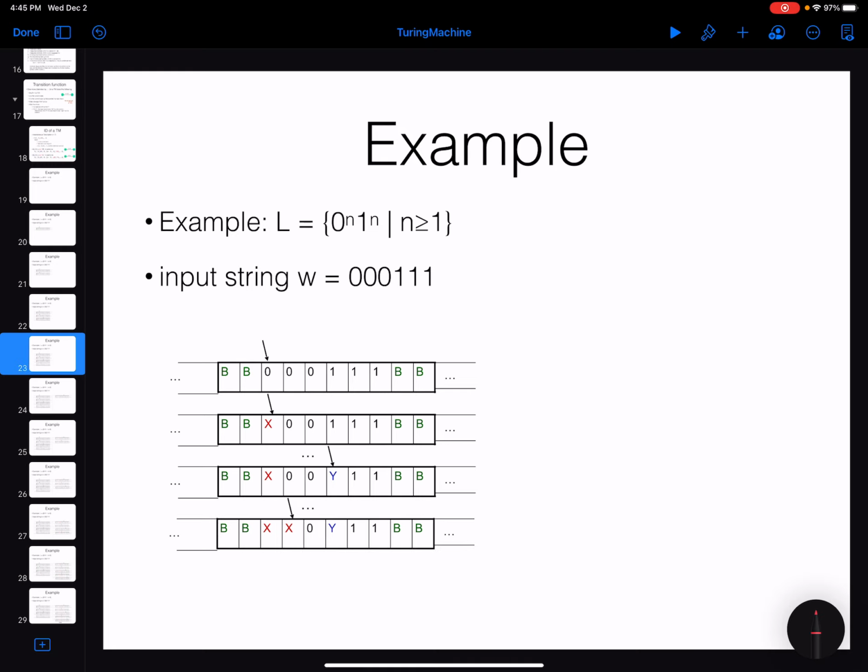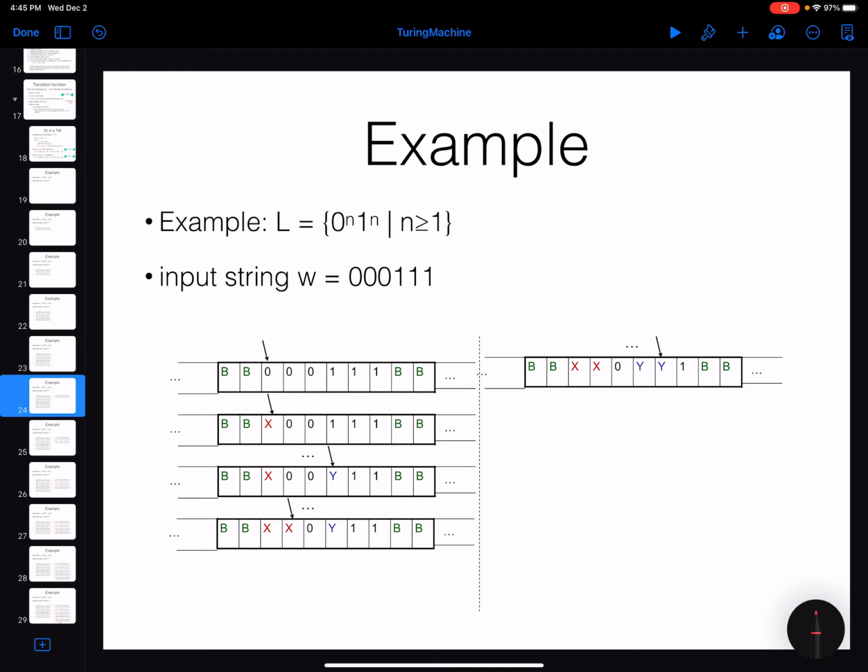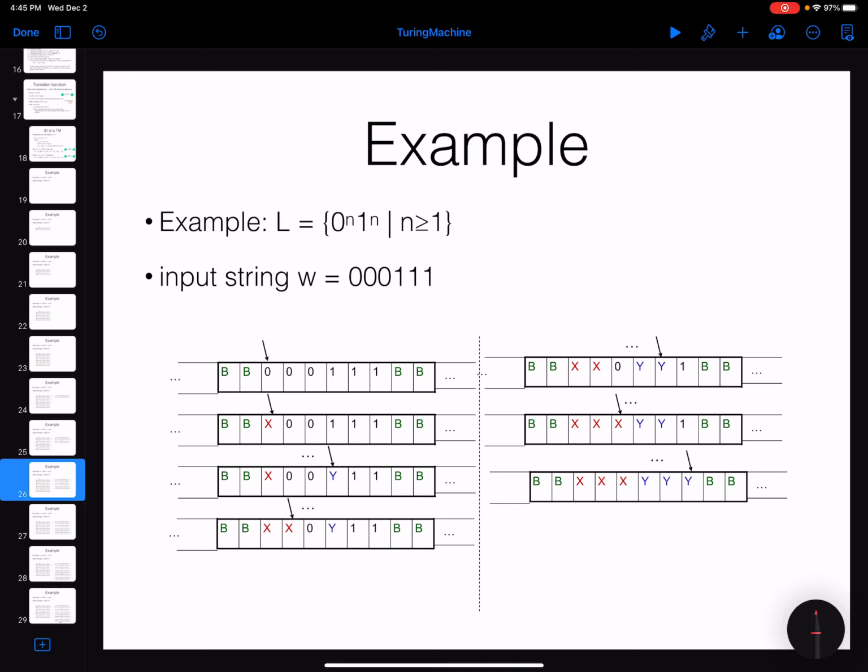So this is actually represented in 2 steps. You go back to the closest X that you find, then you move to the right to find the next 0, write an x there, and then go forward and find the next 1, which is going to be this one. You replace it with y, and then again you go back to find the next 0, you replace it with an x, then you go to the right to find the next 1, you replace it with y.